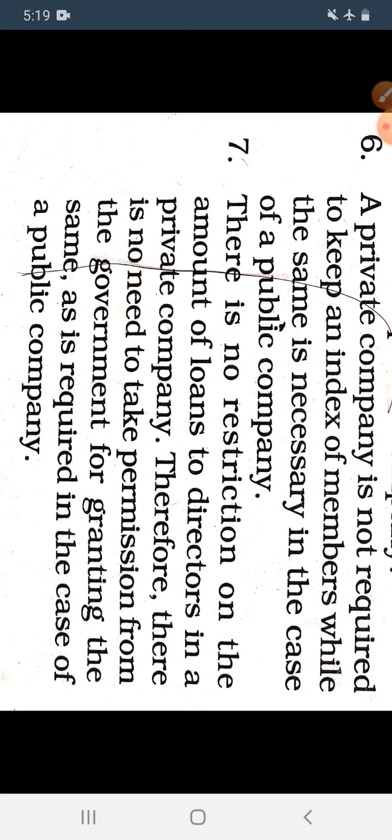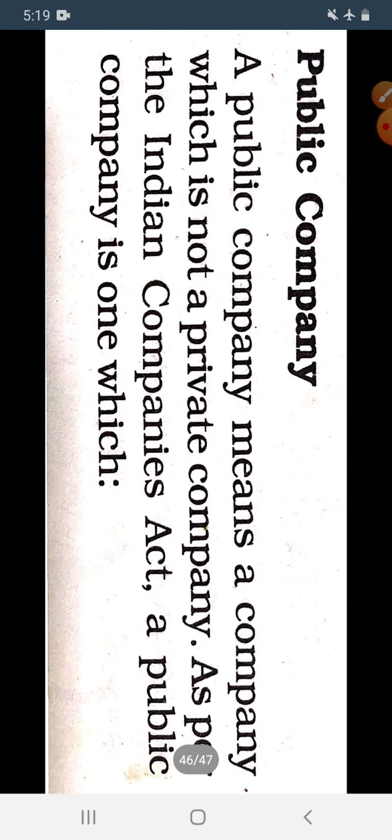They have to be maintained. There is no restriction on the amount of loan to the director in a private company. The directors of the company can take such amount of loan; there is no restriction. They can take as much loan as they want, and there is no need to take permission from the government. In the case of a private company, whenever they have to take a loan, they do not need permission from the government for granting the same, as is required in the case of a public company. But a public company has to get consent from the government to take the loan.